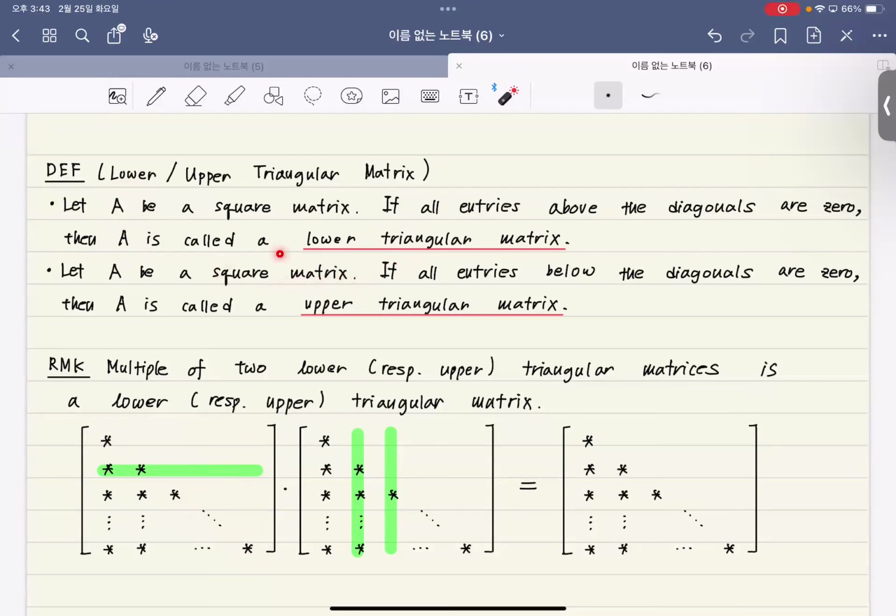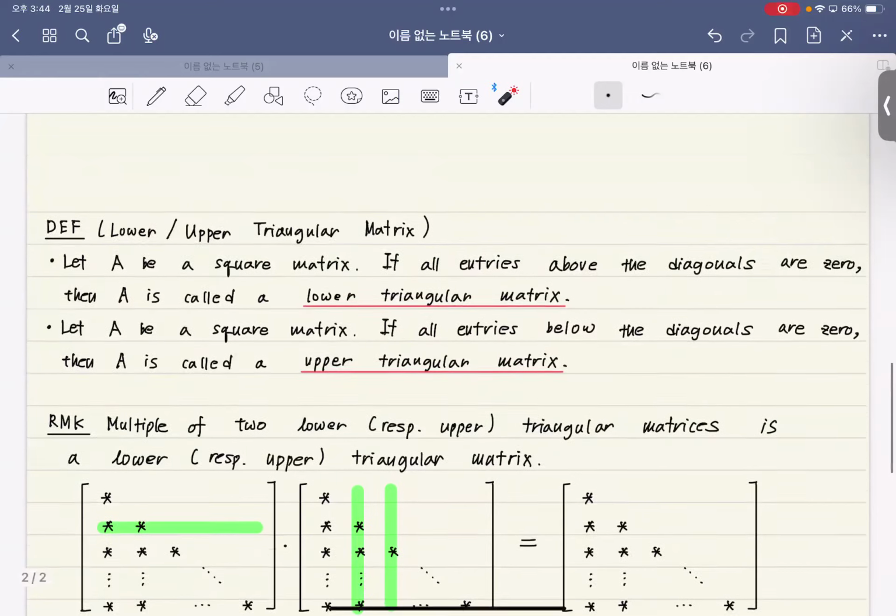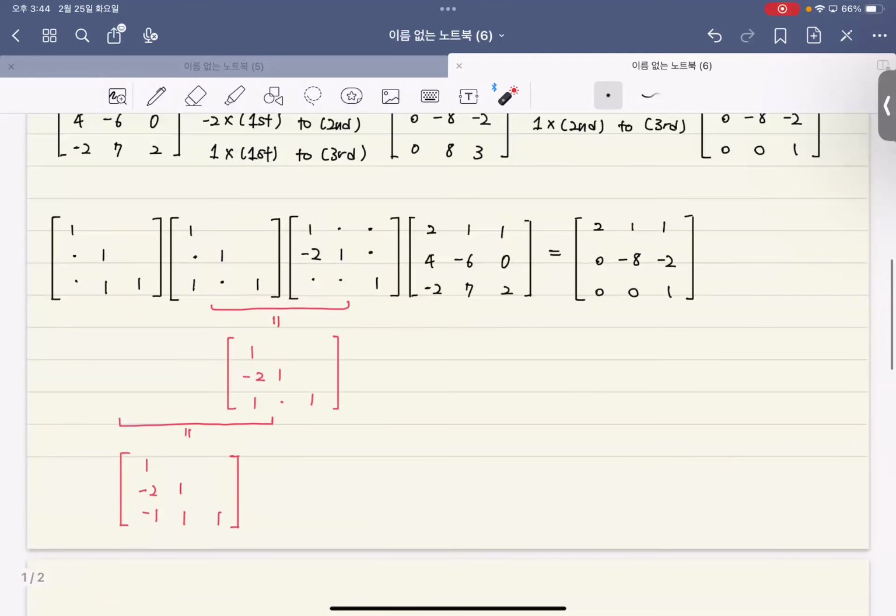if any square matrix satisfies this property, so every entry below the diagonal is 0, then we say that matrix is an upper triangular matrix. Okay, so this is what I mean by lower triangular matrix and upper triangular matrix. For instance, this matrix is an upper triangular matrix. Okay, and these matrices are all lower triangular matrices.